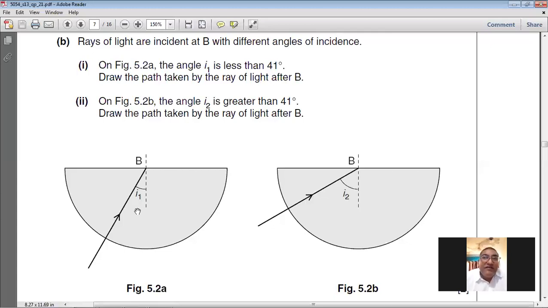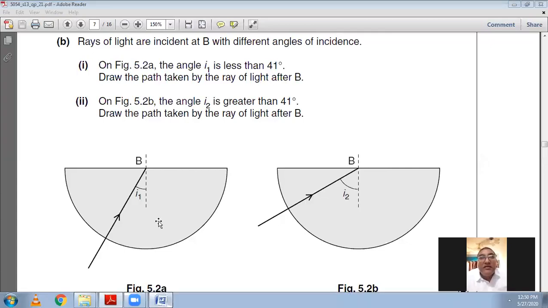In the 5.2b figure, the angle of incidence is more than the critical angle. So the process of total internal reflection will take place here. So the light will not go into the air, it will be reflected. So the angle of incidence and angle of reflection will be equal and the light will travel in this way. I have drawn these two figures on a paper. Let me show you the figures.